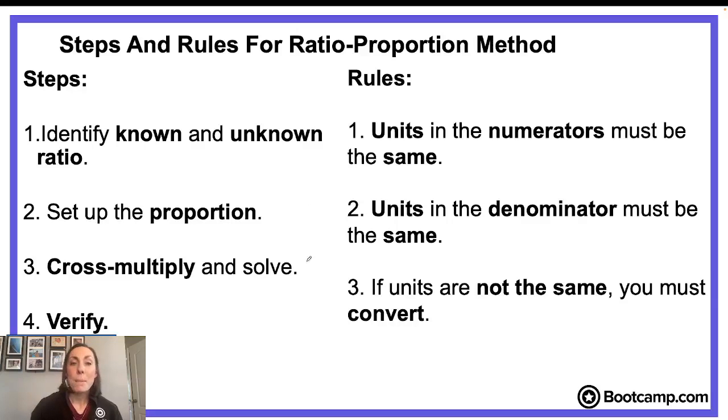Then you're going to set them up as proportions or these fractions and cross multiply. Now you will repeat these two steps over and over until you get to the desired units. And then of course our verification at the end that we always want to do. Now, ratio proportion has some set rules, and I could not understand ratio proportion method until I understood these rules.